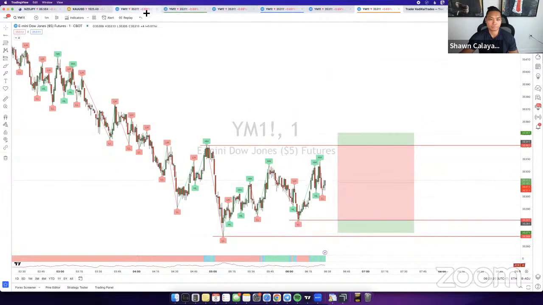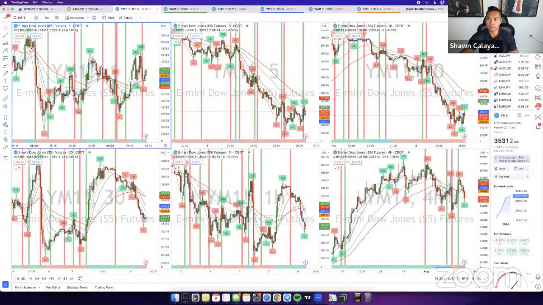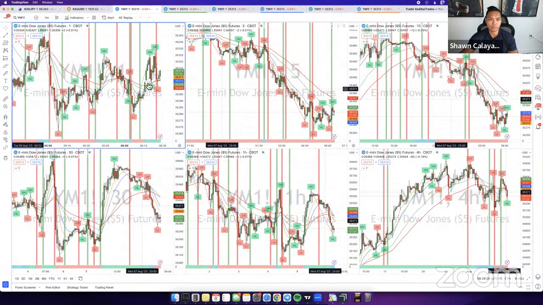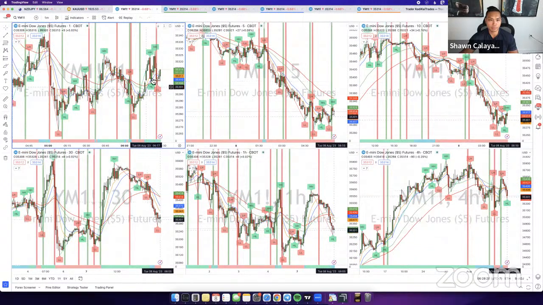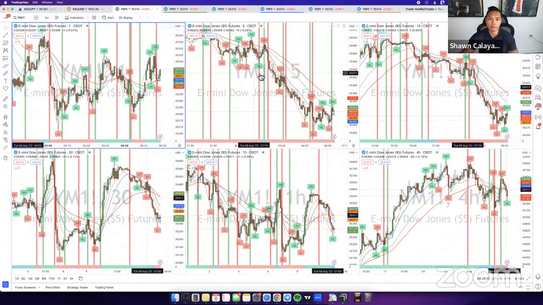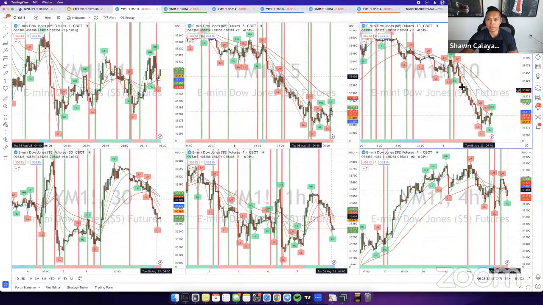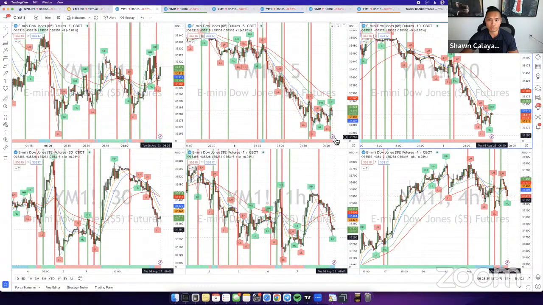Other than that, let's take a look at the overall direction of price. You can see over here on the short time frames, it is bearish neutral. You can see the 1 minute over here is bullish. It's above the pivots, trend meter is green, pivots are angling up. 5 minute here is bearish, 10 minutes bearish because price is below the pivots, trend meter is red, pivots are angling down.